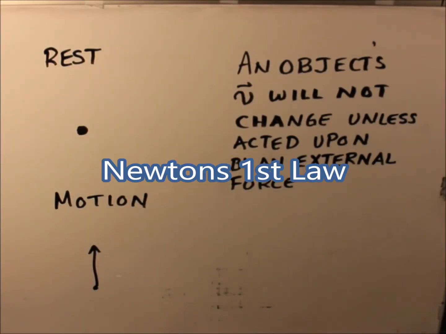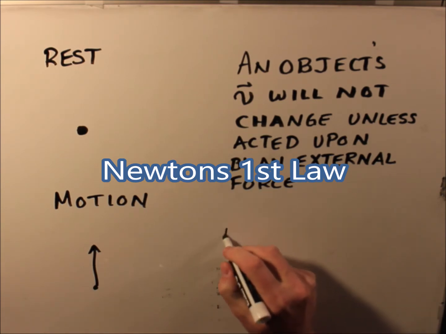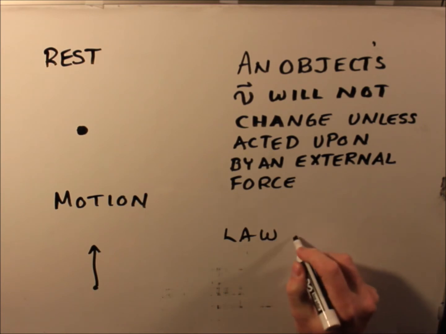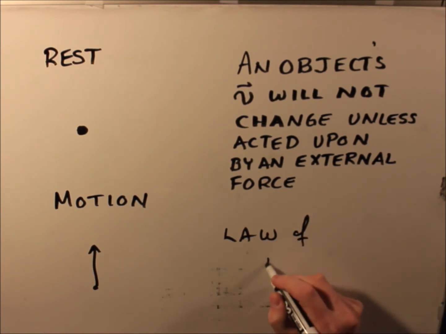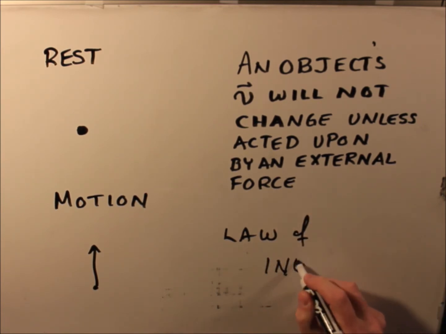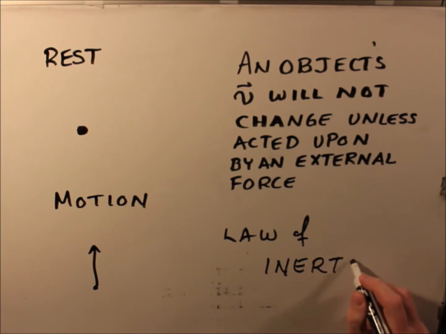So Newton's first law is known as the law of inertia. Now this law really doesn't exist. As you will see, it is really just a special case of Newton's second law, but it's been around for 300 years, and so we continue the myth of it being a unique principle.